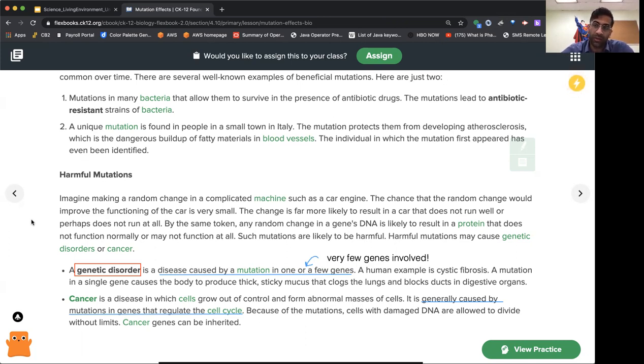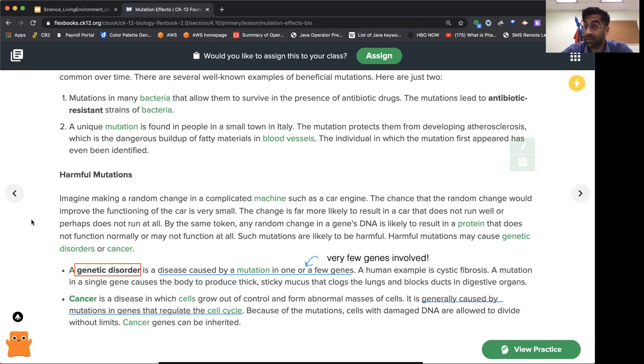And so if those cells are cancerous, that means that the regulation of the cell cycle is damaged in that particular type of cell, okay, in that particular region of the DNA. That's why the cancer is isolated to that part. Usually, if it gets really bad, it spreads to other parts of the body as well. So big difference again, a mutation in a few genes would cause a genetic disorder, a mutation in regulation of the cell cycle that causes cancer.